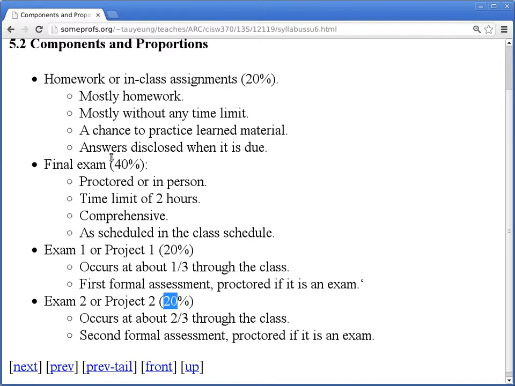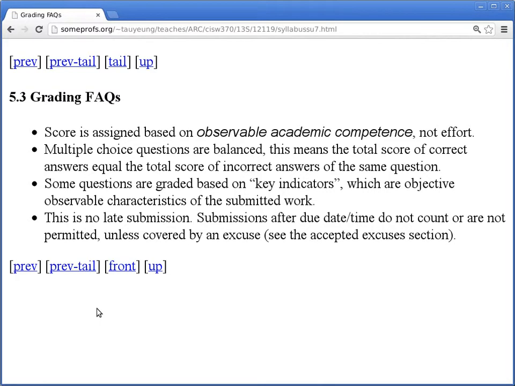I might ask you some questions in the final exam, but for exam 1 and exam 2, I'll use projects instead. So a lot of that stuff is going to be hands-on. I'll give you HTML documents, and then you have to make them accessible.